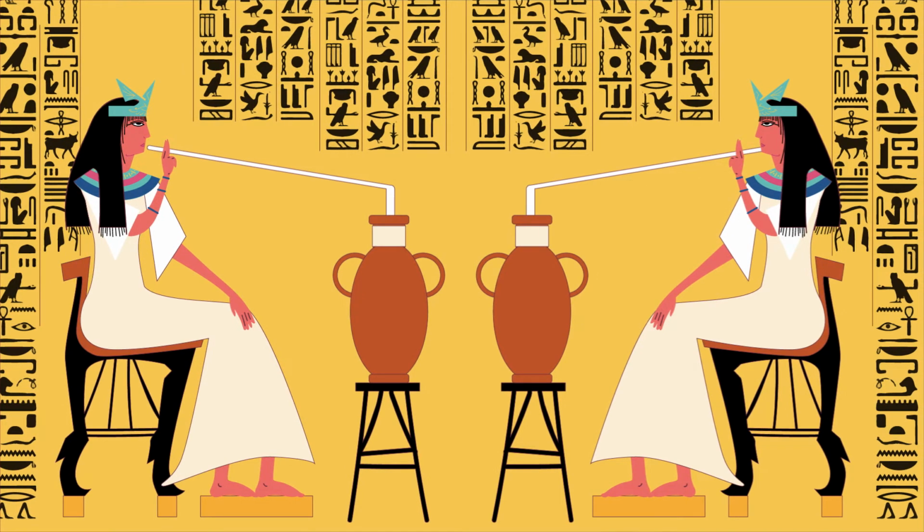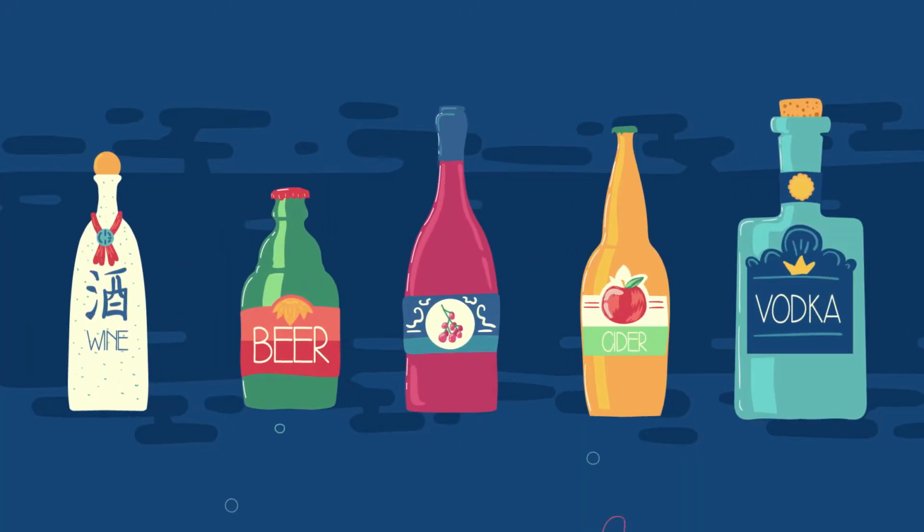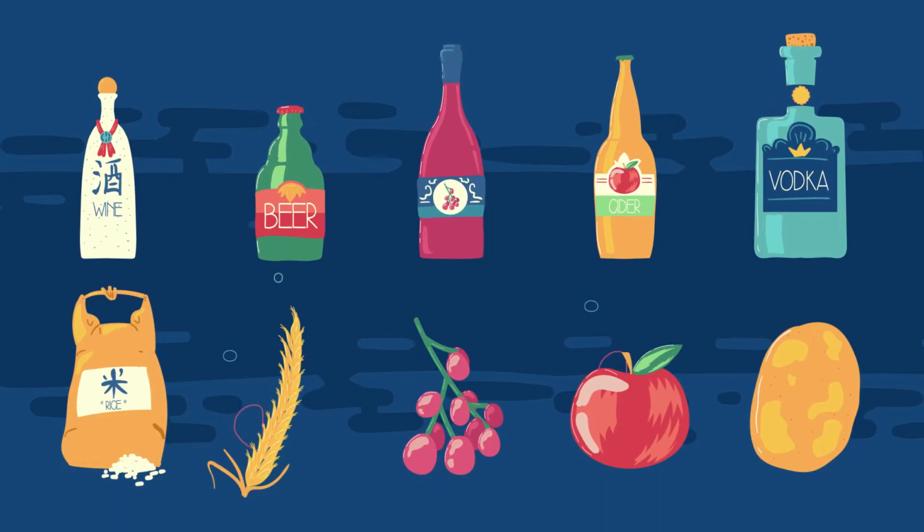Alcoholic drinks have been made by humans for thousands of years. There are Egyptian carvings that show people making and drinking beer, though they drank it with a straw. Different types of alcoholic beverages are made by providing the yeast with different sources of sugar. Wine and cider are made from fruit. Beer and spirits are made from cereals.